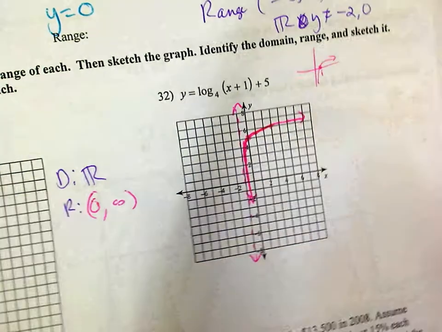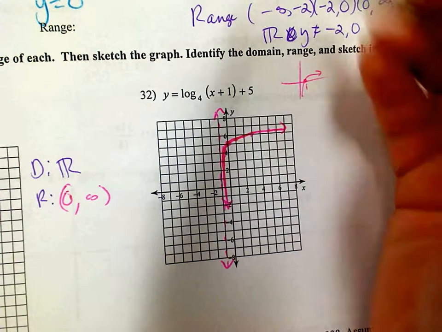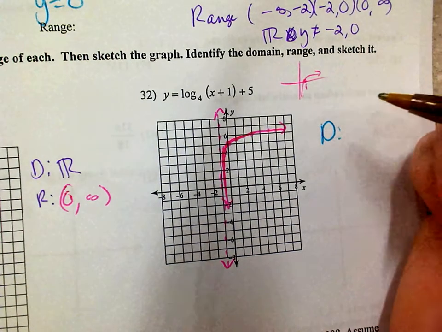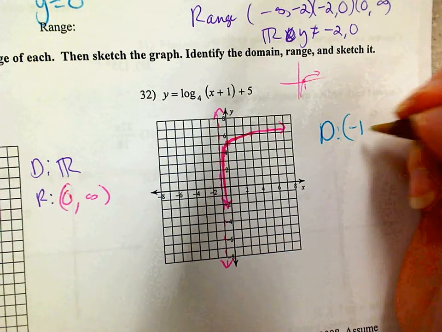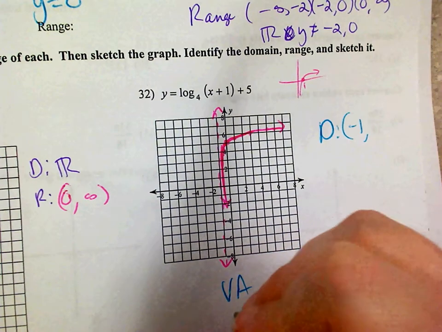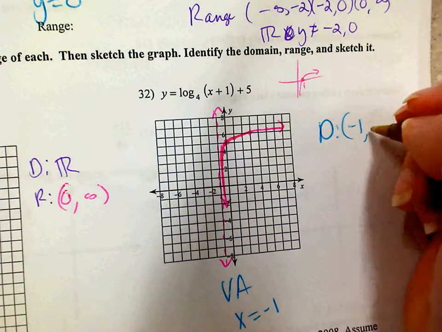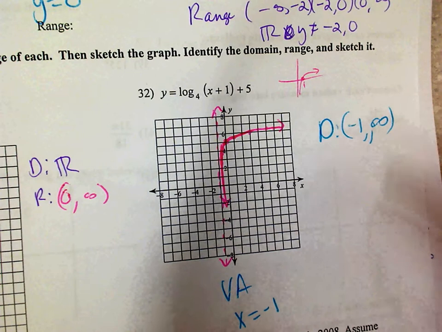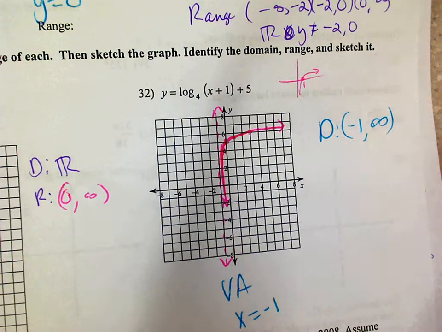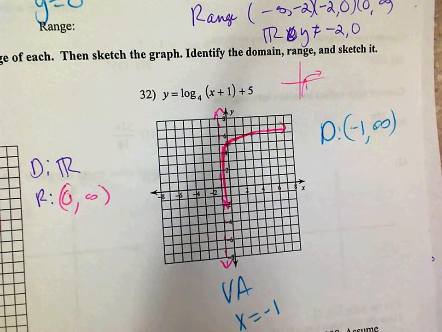So, domain. Is it all the way left and all the way to the right? Nope. The farthest to the left it goes is negative 1, and since that's a vertical asymptote, it doesn't actually reach it. And then it goes to infinity. Okay. Range is how high and how low. It goes all the way down and it goes all the way up eventually. So, all real numbers.